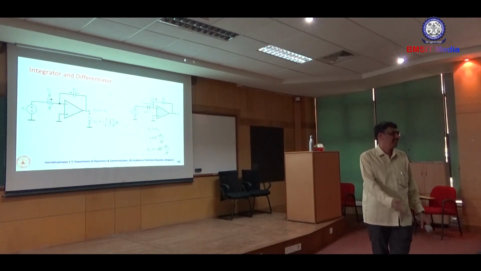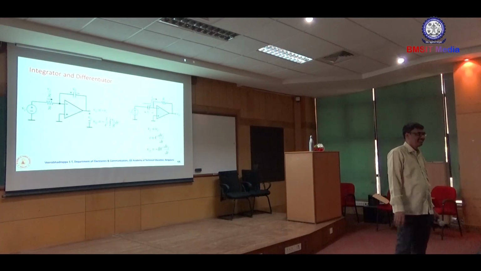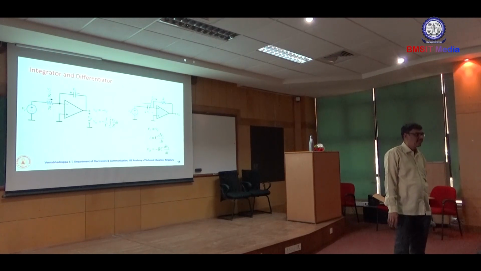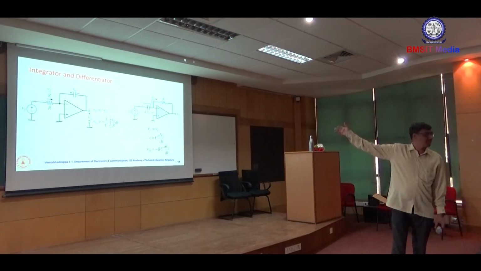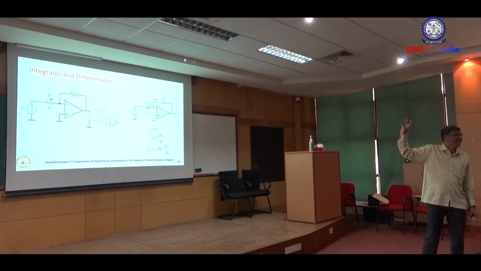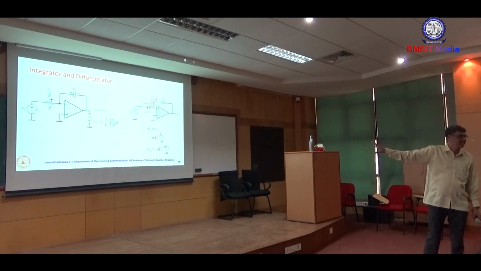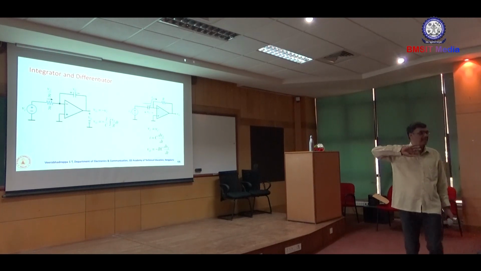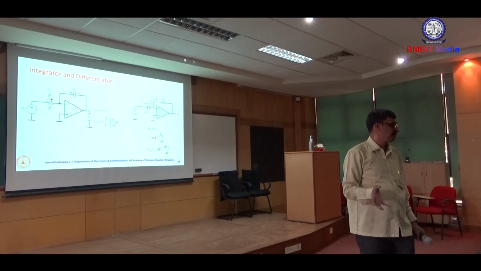What is the integral of a sine? Minus cos. Means that minus cos divided by 1 by RC. Here in this case, 1 by RC is nothing but the gain of the amplifier, or the gain of the integrator. Means that the output voltage is exactly a phase shift of 90 degrees.